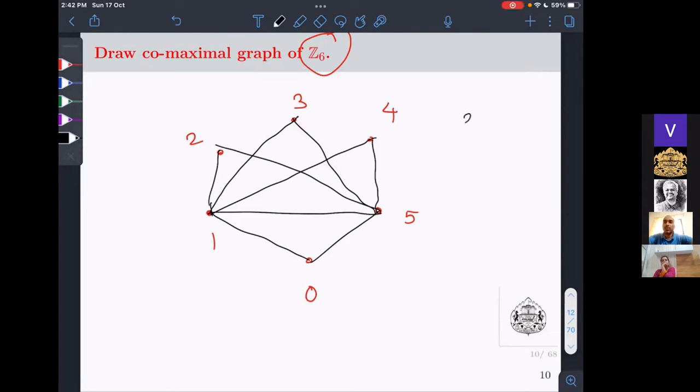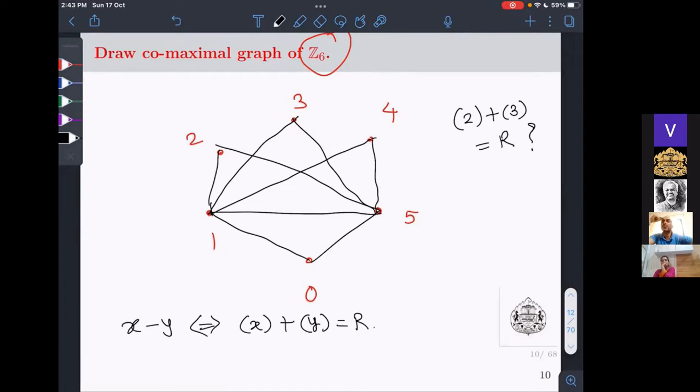No, sir. So we have to look at whether the ideal generated by 2 plus 3 is the whole ring R or not. X is adjacent to Y if and only if the ideal generated by X plus the ideal generated by Y is the whole ring R. This is what adjacency means.